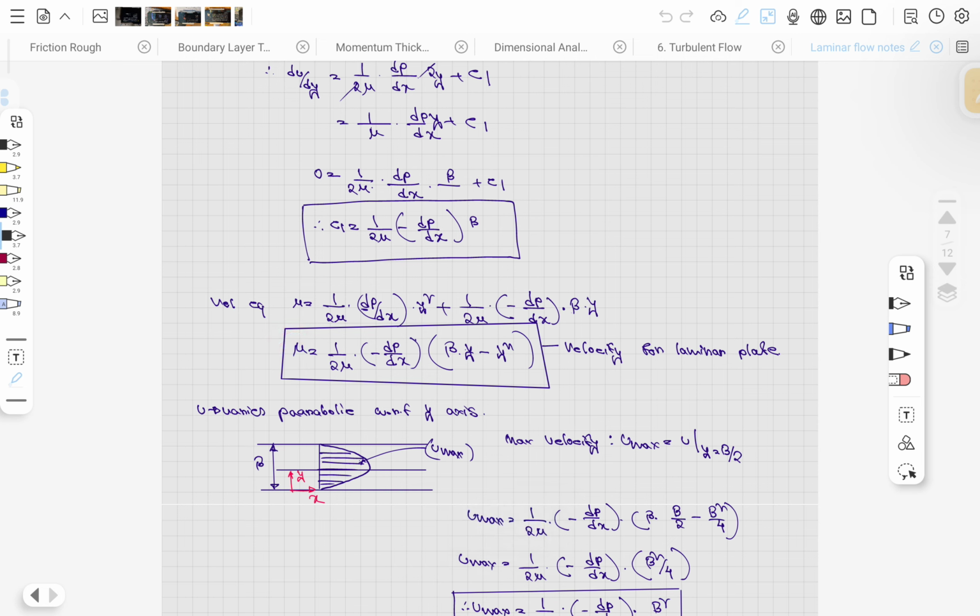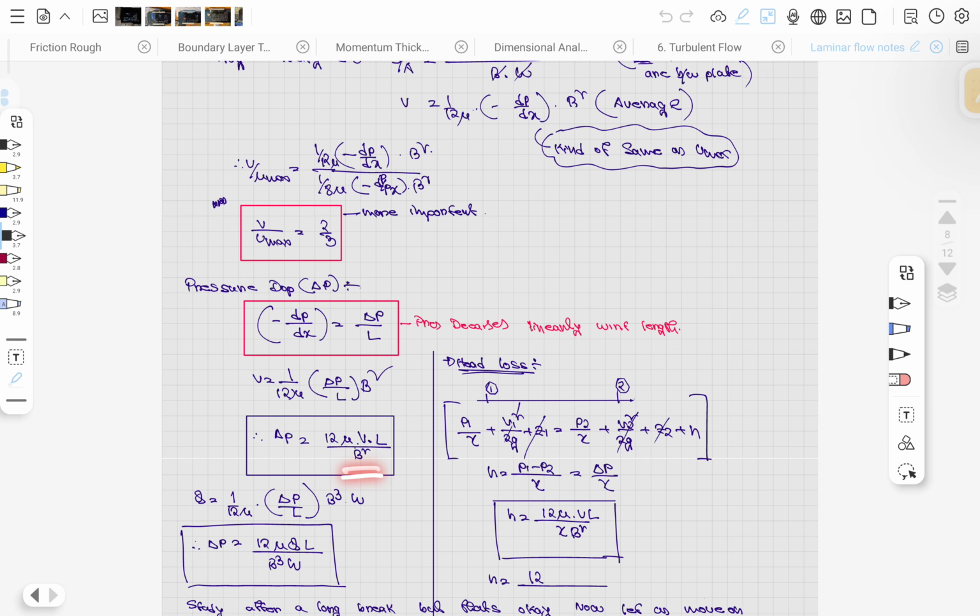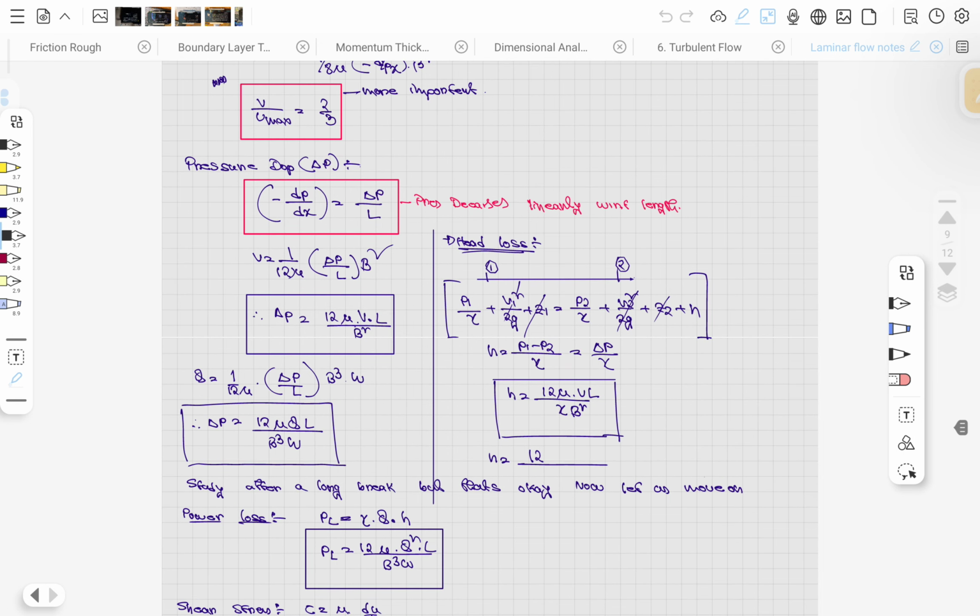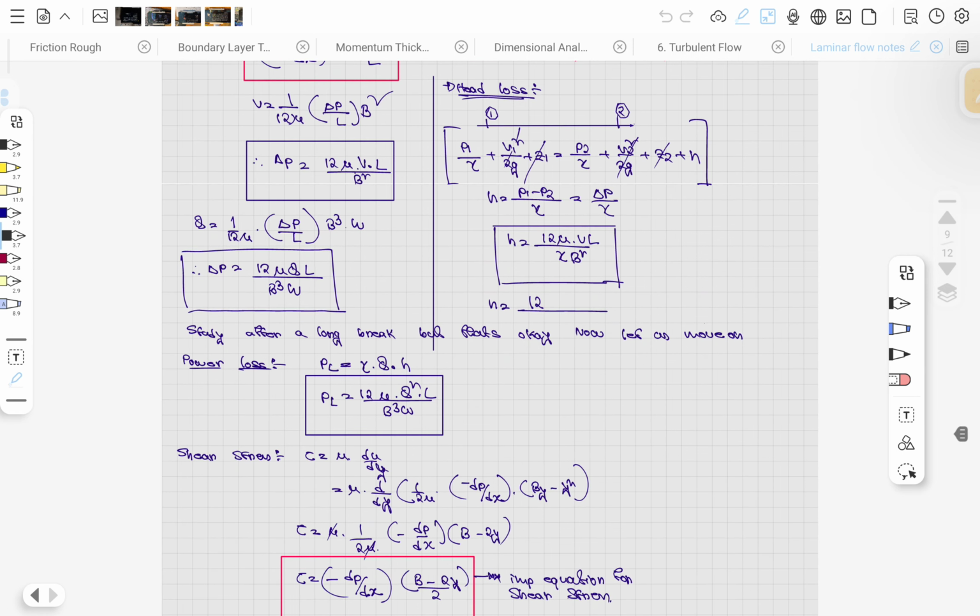So pressure drop is there. Delta p, the pressure drop for a parallel plate flow, is 12 mu v l by b square. Okay, then delta p in terms of discharge we can write as 12 mu Q l by b cube into w. So h equal to 12 mu Q l by lambda into b cube w, h equal to 12 mu Q l by lambda into b square. Got it?